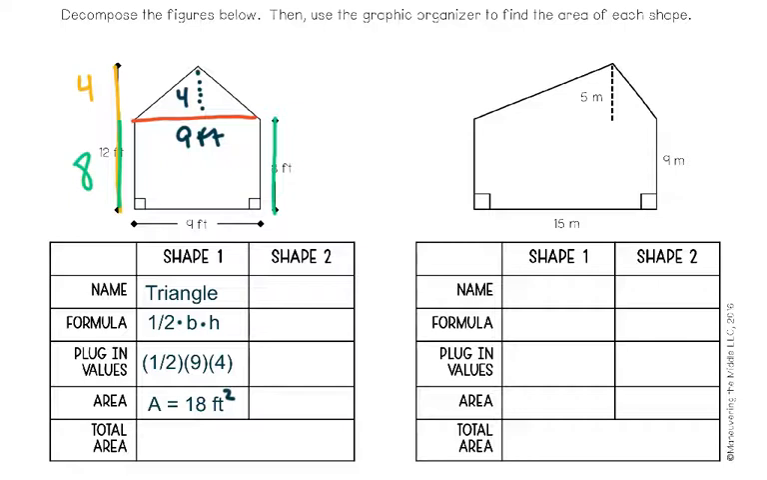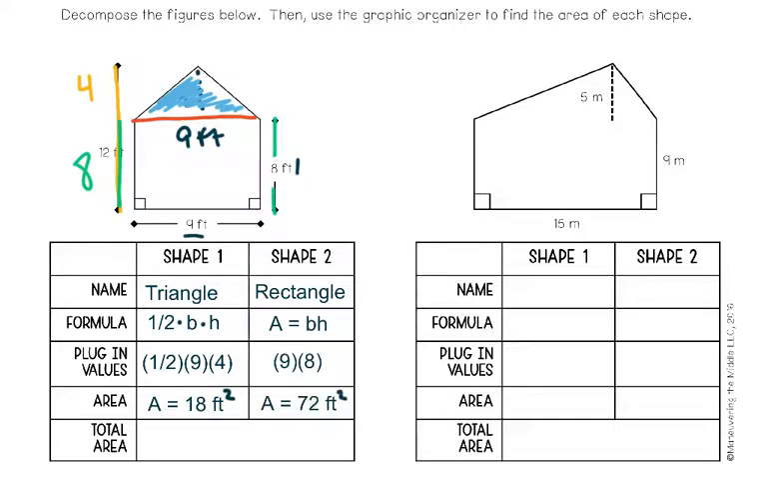Again, remember, you're not done because I only found the area of the triangle. The whole shape involves two shapes, the triangle and a rectangle. So now I need to find the area of the rectangle here. I'm going to do that by using the formula for area of a rectangle. I know that the area of a rectangle or any parallelogram is base times height. My base is 9 feet and my height is 8 feet. So I'm going to plug those values into my equation or formula.